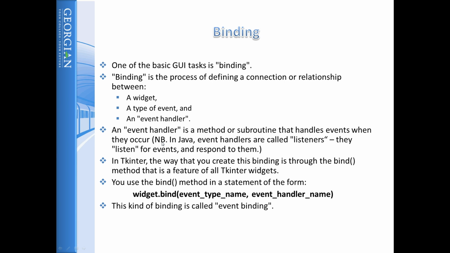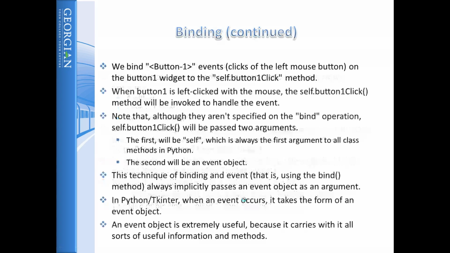You know, again, from a Java perspective, they're called listeners. In Python, they're called handlers. Okay, same kind of thing. But really, this is the general form: the event type name and the event handler name. And when you use bind, that's one type of event handler that we can create for buttons or other objects. Okay, so let's take a look.